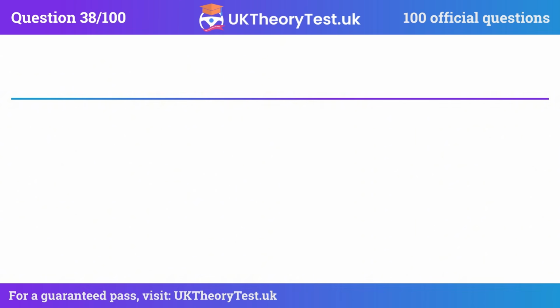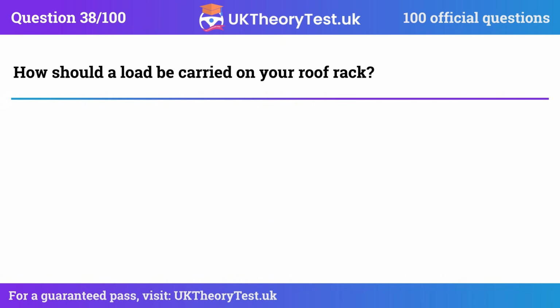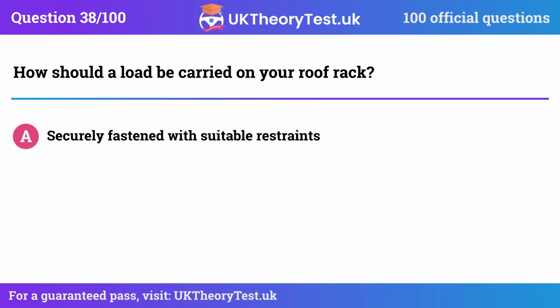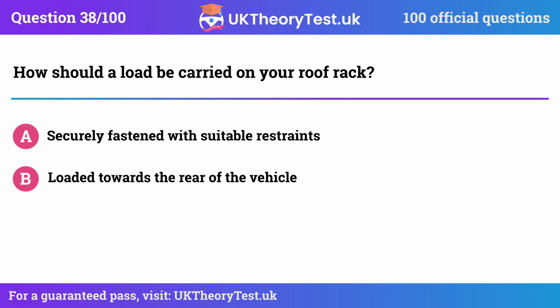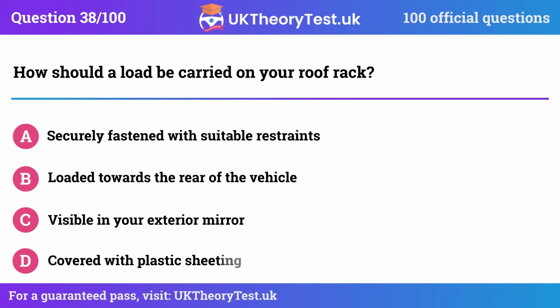Question 38. How should a load be carried on your roof rack? A. Securely fastened with suitable restraints. B. Loaded towards the rear of the vehicle. C. Visible in your exterior mirror. D. Covered with plastic sheeting.